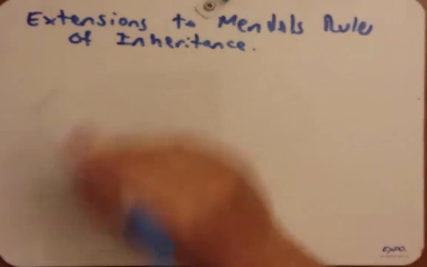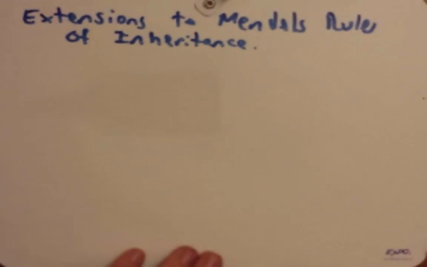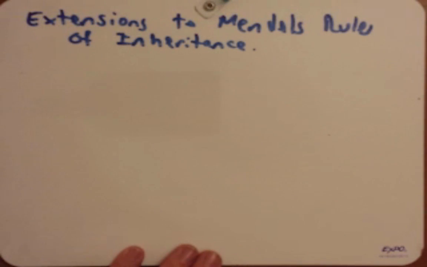The word extension is probably the best word to use because his rules were still correct. He wasn't wrong. Mendel was still a rock star. We just had to put some extensions to explain some of the observations. Chromosomes were still assorting the way they were supposed to, and they were still assorting into gametes the way they were supposed to. It's just that sometimes when the genes interacted in certain ways, we got phenotypes that we didn't expect. So it's best to call these extensions to Mendel's rules.